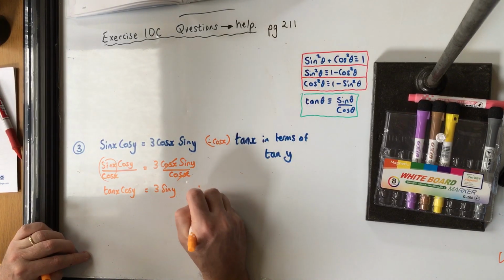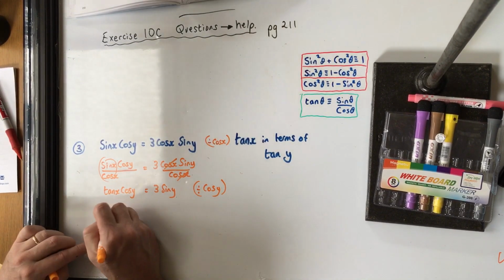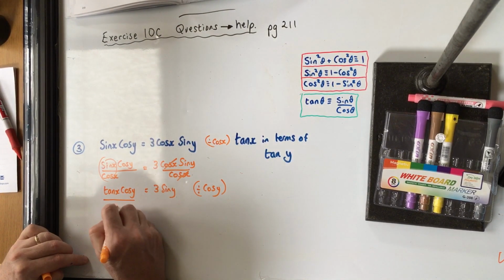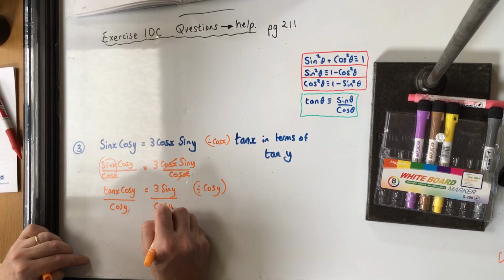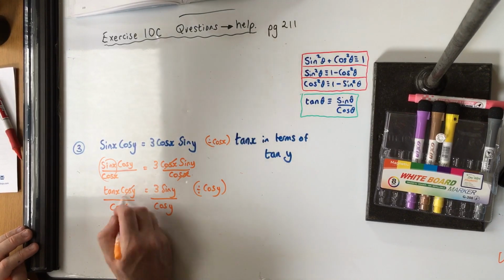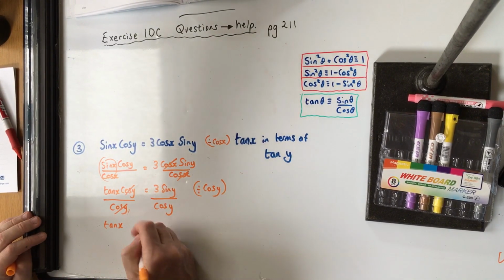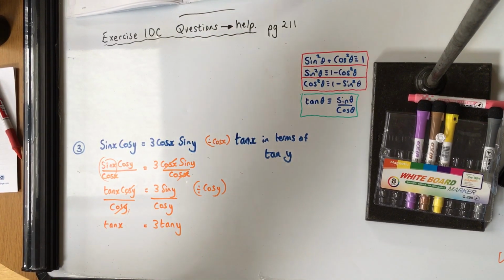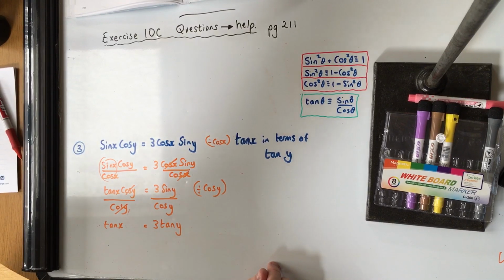Now divide by cos y. Divide by cos y, cos y, divide by cos y there, that cancels. Tan x, and sine over cos is tan, so 3 tan y. So tan x is equal to 3 tan y. There you go, done it.